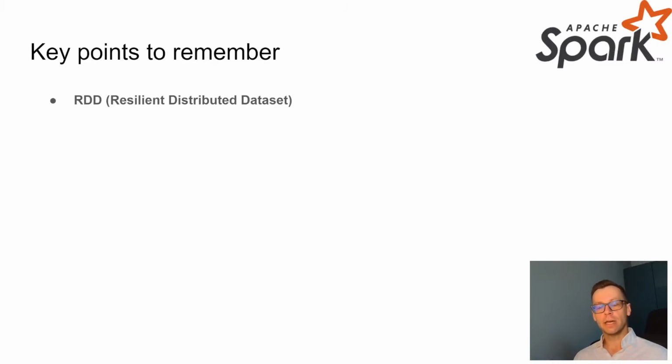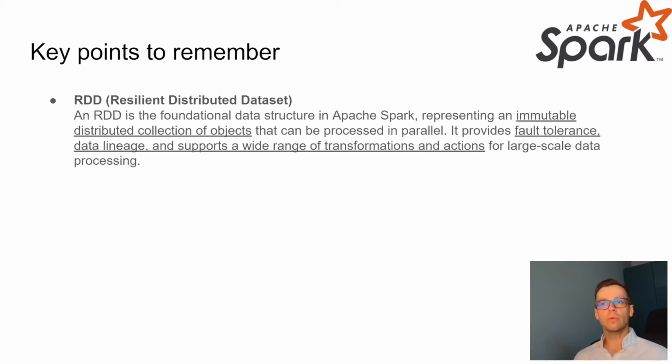The first one is RDD, which stands for Resilient Distributed Dataset, and it's an immutable distributed collection of objects, which helps Apache Spark to achieve fault tolerance, data lineage, and support a wide range of transformations and actions. Just the RDD API is not the most intuitive, as we have seen it.